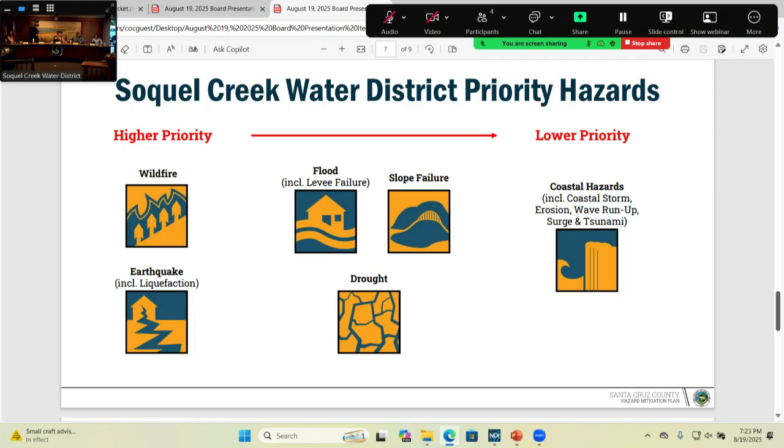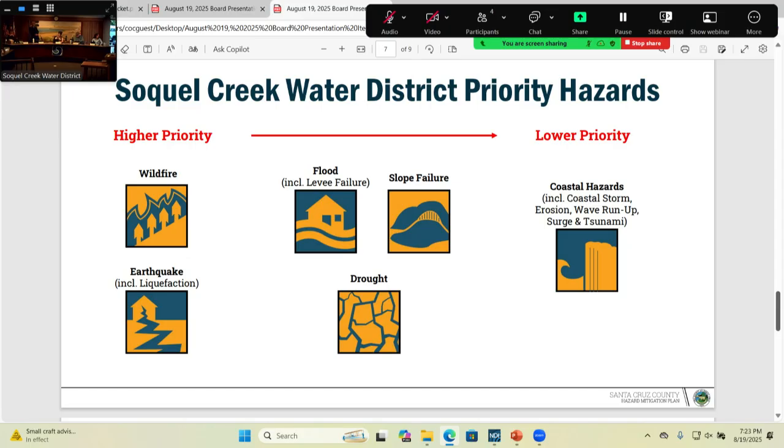So through this exercise, we identified wildfire and earthquake as the highest priority hazards for us to evaluate for the district infrastructure. Then followed by flood, slope failure, and drought. And then finally, coastal hazards, which encompasses storm, erosion, wave run-ups, storm surge, and tsunami.